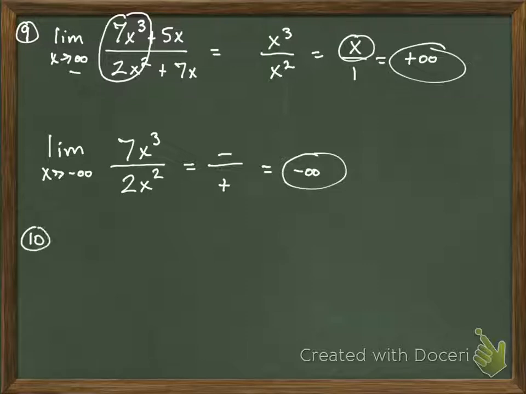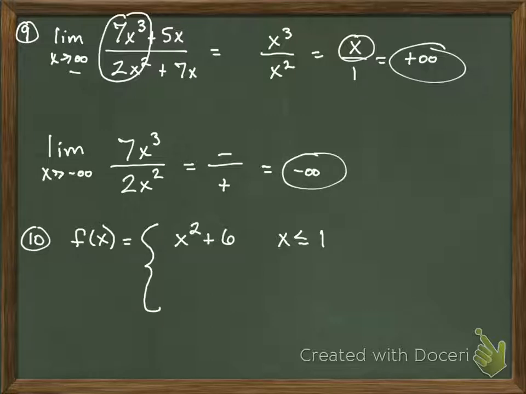All right, let's look at 10. All right, so we're going to look at a piecewise function. So let f of x equal this. We got x squared plus 6 when x is less than or equal to 1.